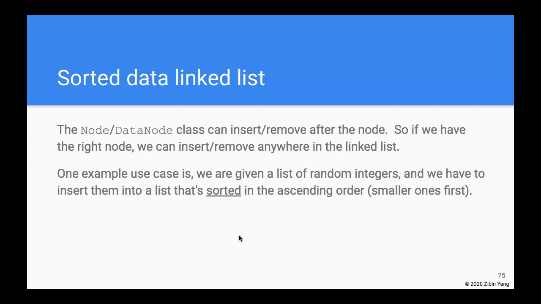And the example we're going to look at is that if we're given a list of random numbers, we want to insert them into a list that is sorted in the ascending order. And ascending order meaning the smaller one comes before the bigger ones. So let's see how we can do that in a linked list. So the big idea here is to find the right node to insert the data after.